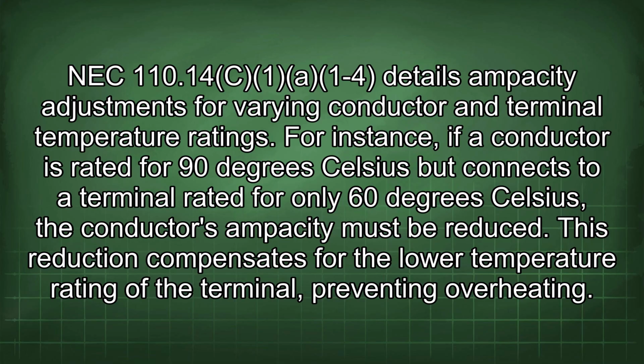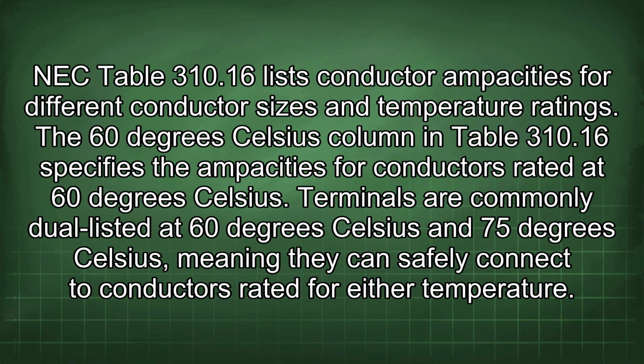For instance, if a conductor is rated for 90 degrees Celsius but connects to a terminal rated for only 60 degrees Celsius, the conductor's ampacity must be reduced. This reduction compensates for the low temperature rating of the terminal, preventing overheating. NEC Table 310.16 lists conductor ampacities for different conductor sizes and temperature ratings. The 60 degrees Celsius column in Table 310.16 specifies the ampacities for conductors rated at 60 degrees Celsius.